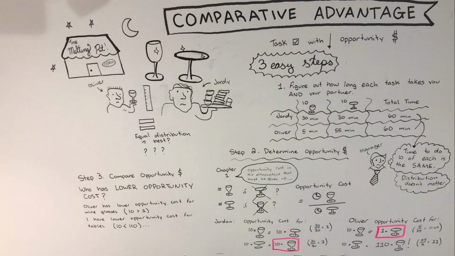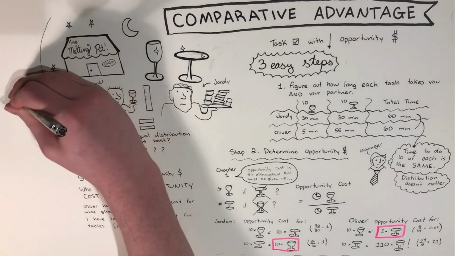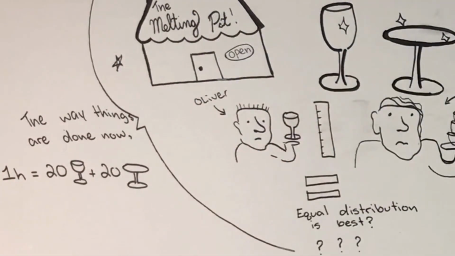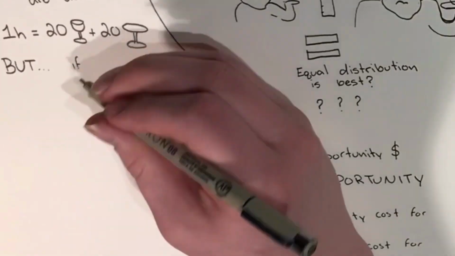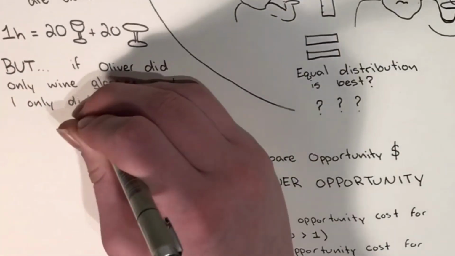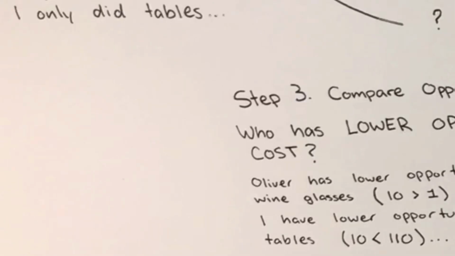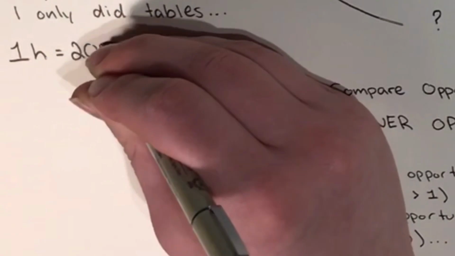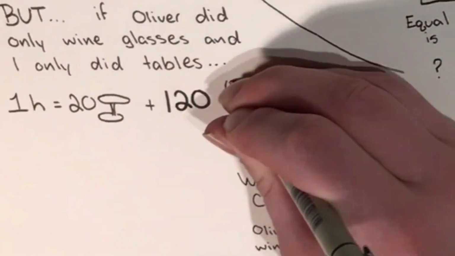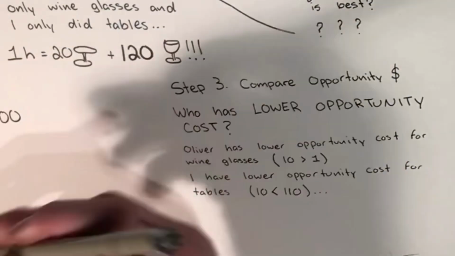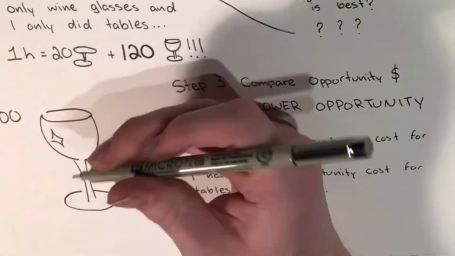If we allocate tasks to those who have the comparative advantage, we can see a huge difference in efficiency. The way things were done presently, in an hour, Oliver and I would have together cleaned 20 wine glasses and 20 tables. If I just cleaned tables, though, and Oliver just cleaned wine glasses, how much would we get done in an hour? Well, we can see that we would have completed 20 tables and 120 wine glasses. By using comparative advantage, we could polish 100 more wine glasses than we do currently.